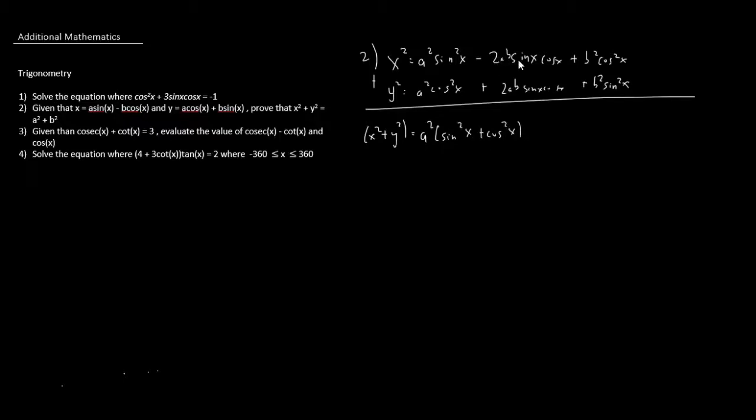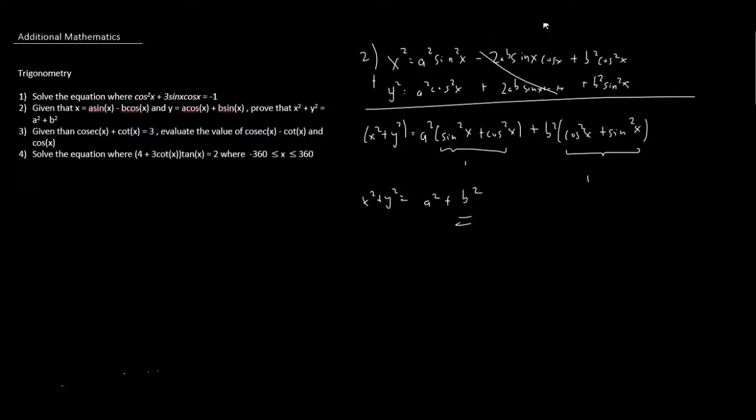And here, negative 2ab sin x cos x plus 2ab sin x cos x, so that cancels out. And here we have another b squared into cos squared x plus sin squared x. Right? And remember that sin squared x plus cos squared x is equal to 1. So x squared plus y squared is equal to a squared plus b squared. That's all. Therefore, we proved it.